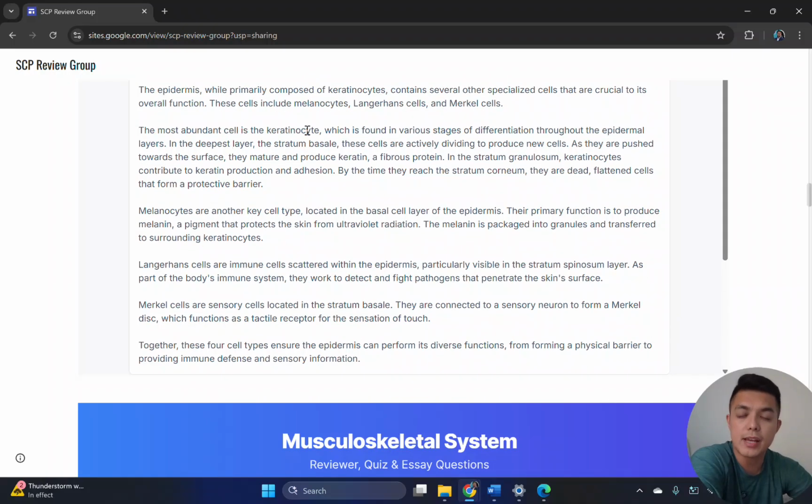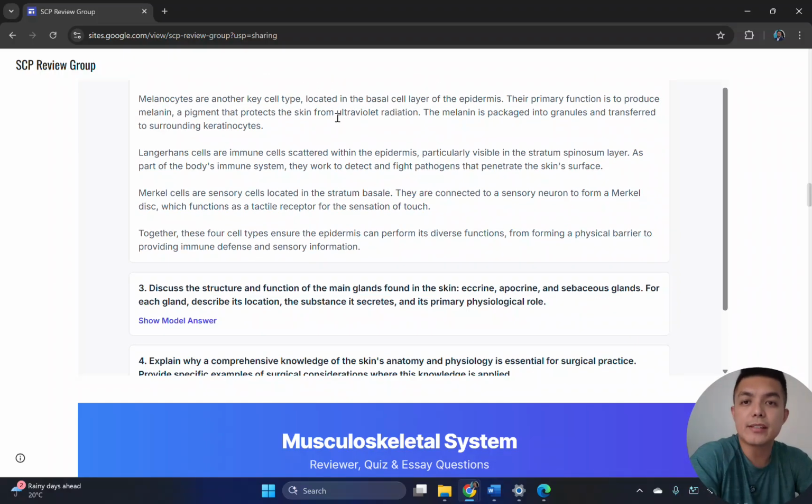The most abundant cell type is the keratinocyte, which is found in various stages of differentiation throughout the epidermal layers. In the deepest layer, the stratum basale, these cells are actively dividing to produce new cells. As they are pushed towards the surface, they mature and produce keratin, a fibrous protein. In the stratum granulosum, keratinocytes contribute to keratin production and adhesion. By the time they reach the stratum corneum, they are dead, flattened cells that form a protective barrier.